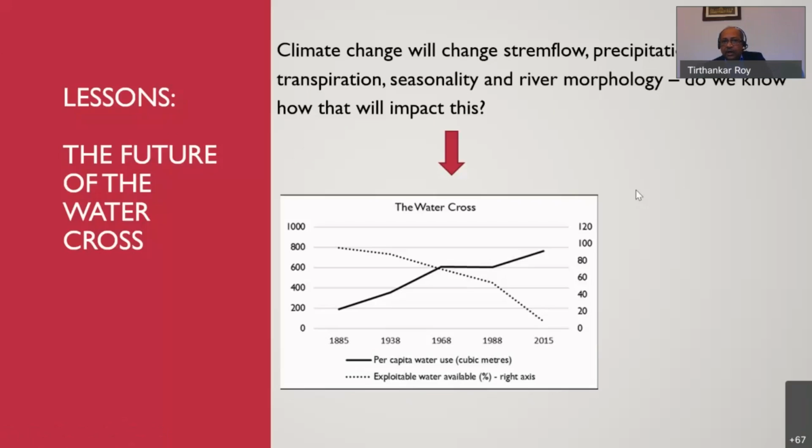The numbers vary very widely, but one thing that does come quite strongly is that with a 2.5 to 4 degrees Celsius rise in average temperatures, the rates of transpiration or evaporation, seasonality, river morphology, precipitation, and stream flow in rivers are all going to change. But they will change in a way that will increase flood risk, but reduce famine risk or drought risk, because stream flow is also going to increase.